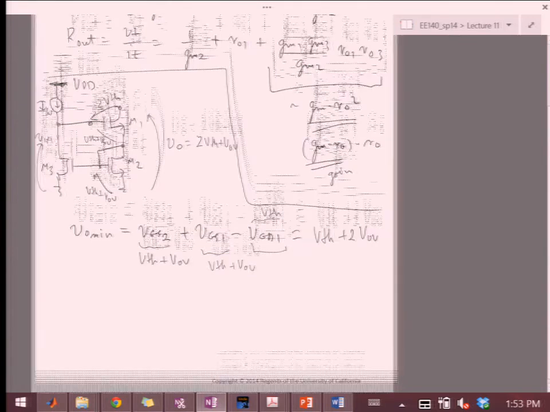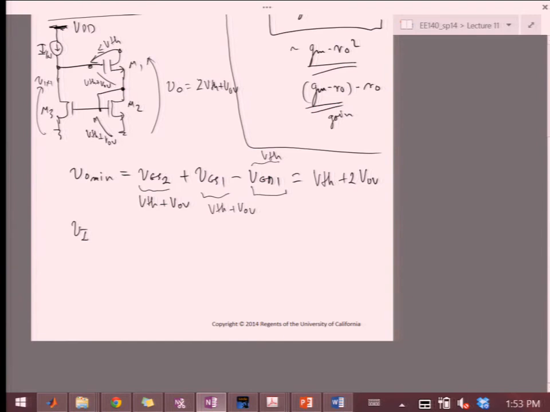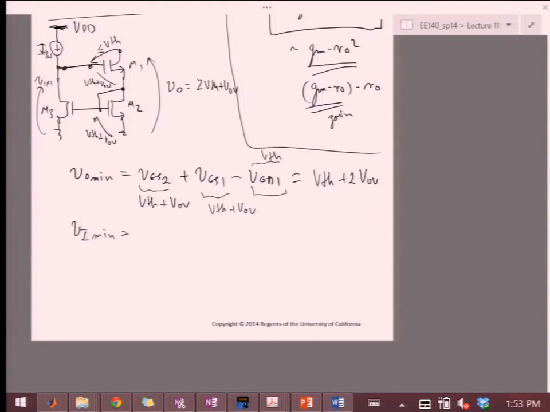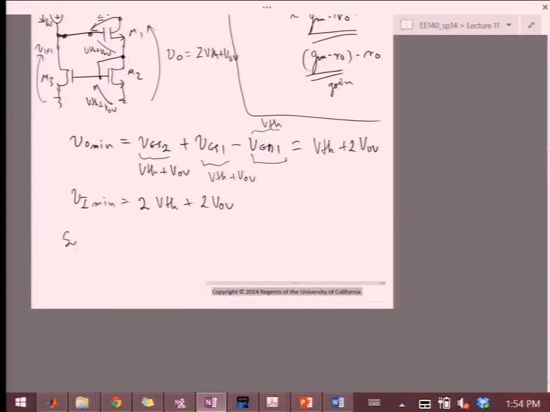Now, in that case, what is VI min? We sort of calculated already here, right? That's this voltage between this and ground. It's this plus this VGS. So it's 2 VTH plus 2 VOV. Okay? Now, what's the systematic gain error?